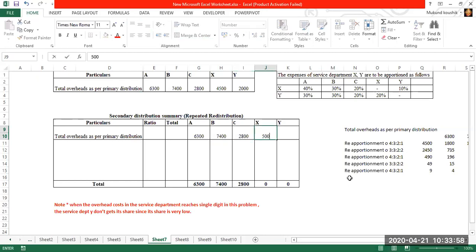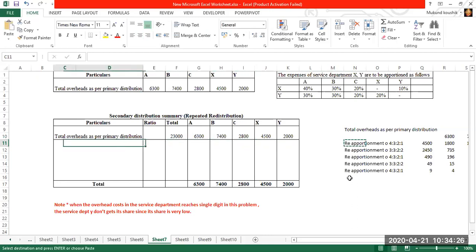Department X, 4,500, and department Y it will be 2,000. Now these are the overheads as per primary distribution. So the total of all these 5 departments put together will be 23,000. So in the total column you write that. Then what we have to do next, once we have brought down the total overheads as per primary distribution, which they have given directly in the question, is to start the secondary distribution under the redistribution method.